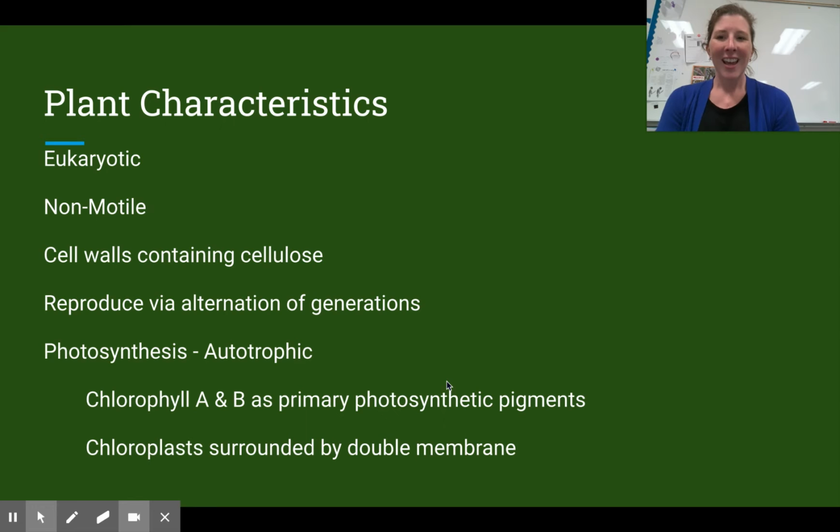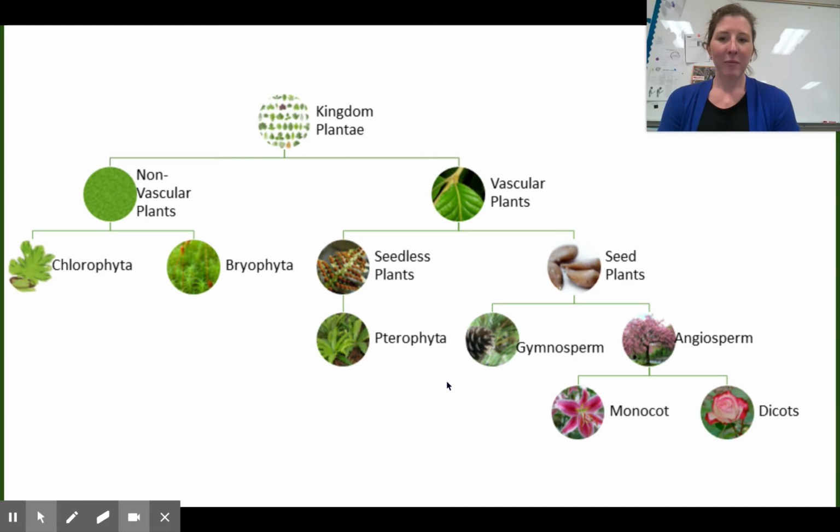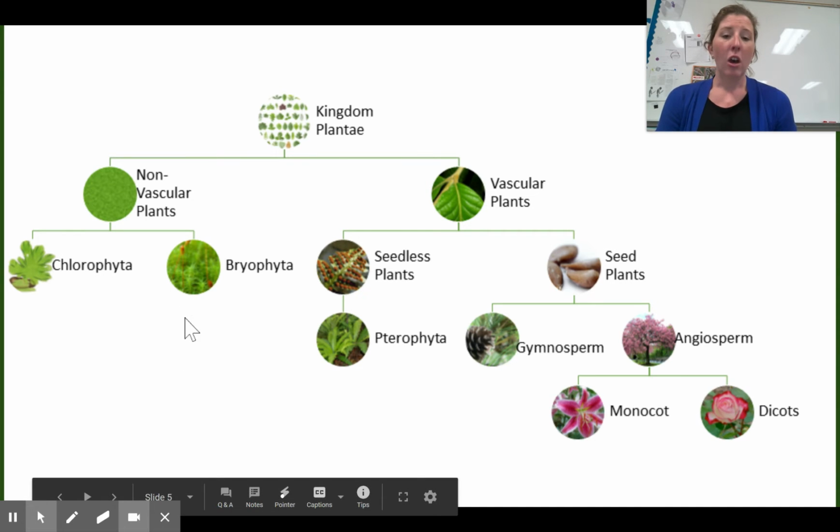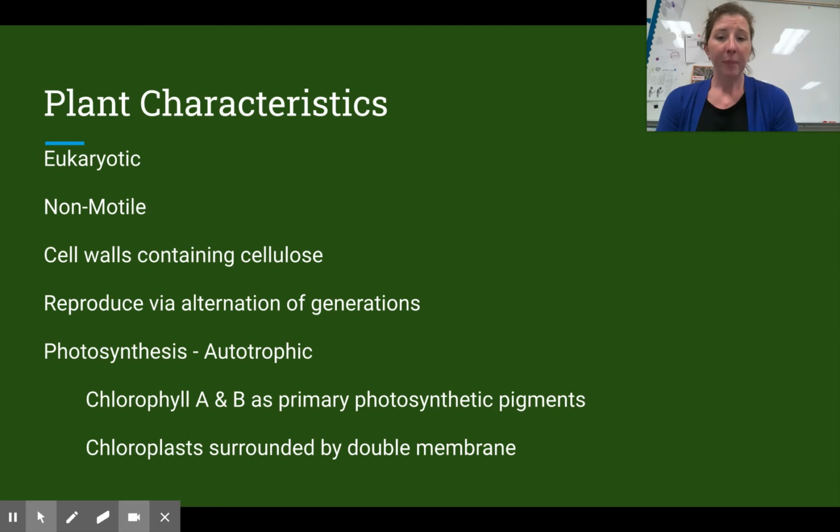So here we are again. All of those plants, from bryophyte all the way up to our dicots and monocots within phylum Angiospermae, are eukaryotic, which means they have cells that have organelles and a nucleus. They are all non-motile in the main stage of their life. Some have a swimming sperm, but the plant itself doesn't move. Plants also have cell walls that all contain cellulose, and this is a defining feature for plants.